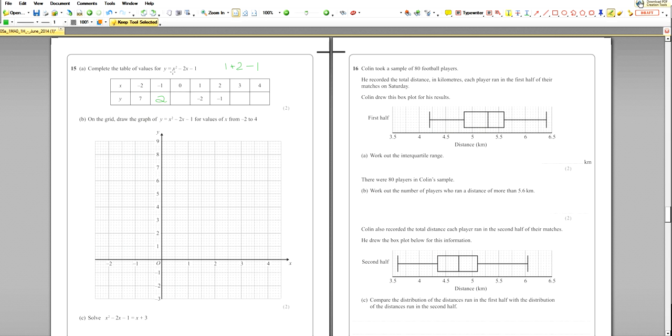Okay, now let's put 0 into the formula. 0 squared is 0. Minus 2 times by 0 is 0. And then minus 1. What's 0 minus 0 minus 1? Minus 1.